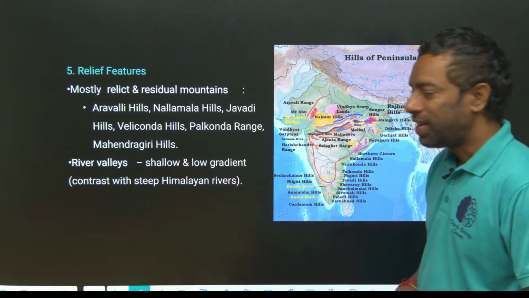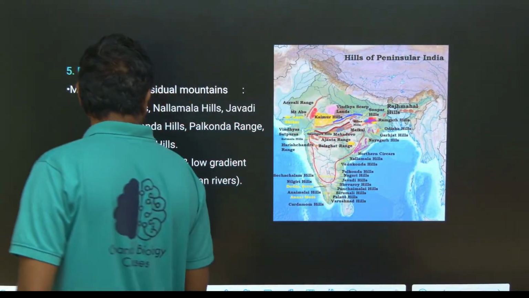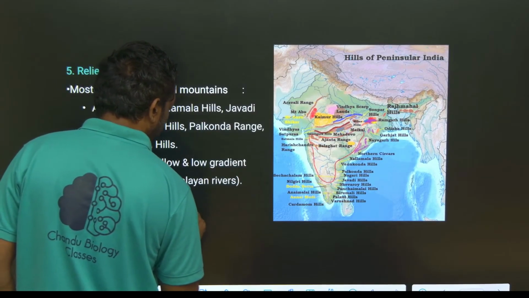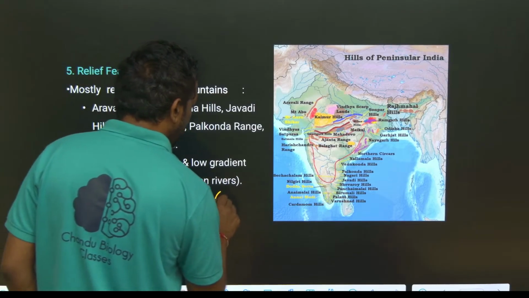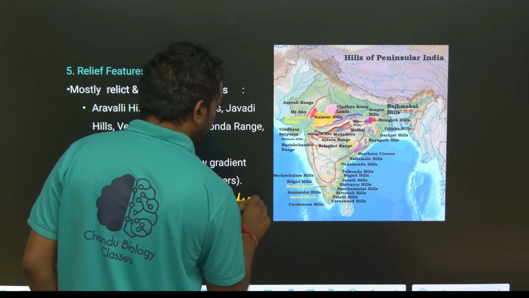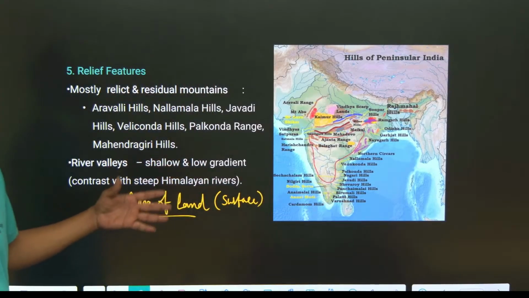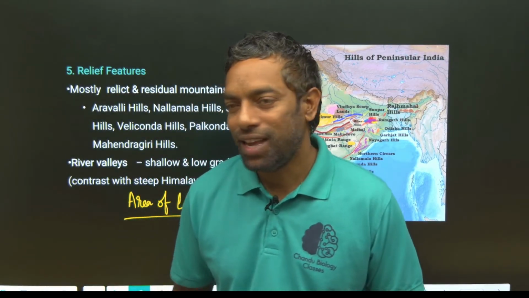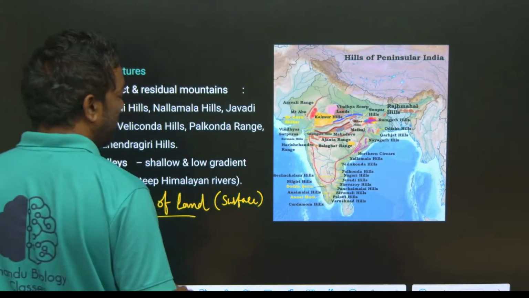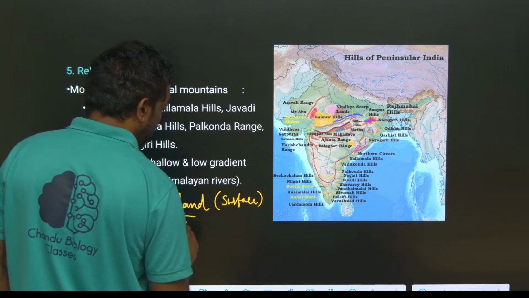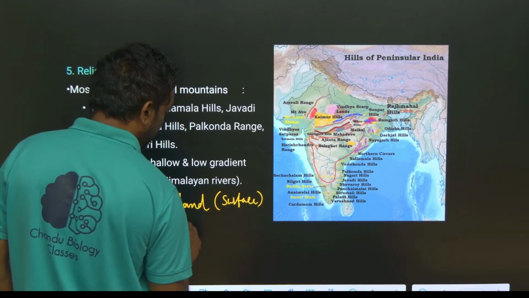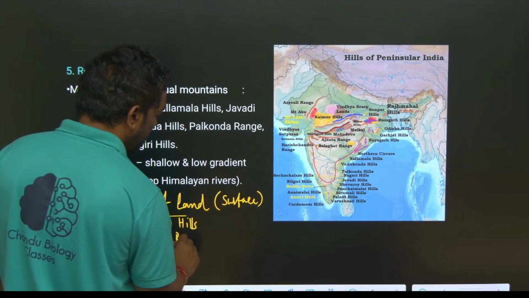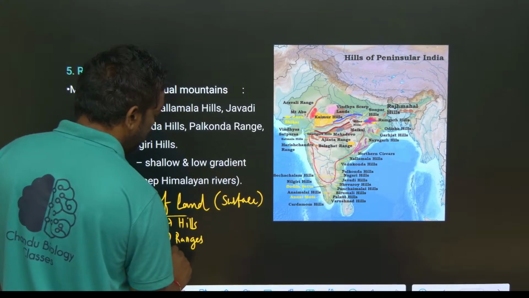relief features. Relief features mean the surface area, the area of land, mainly surface area, guys. Surface area of land, relief features. Relief features are either hills or plains or plateaus, ranges. Okay, hills, plains and plateaus, ranges.